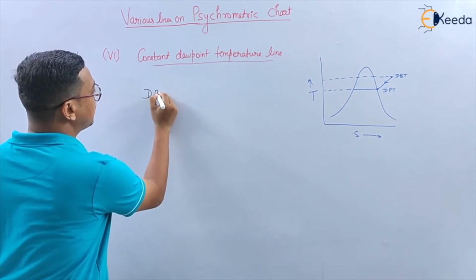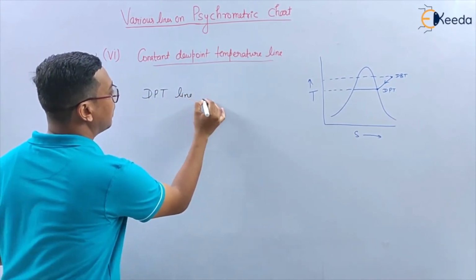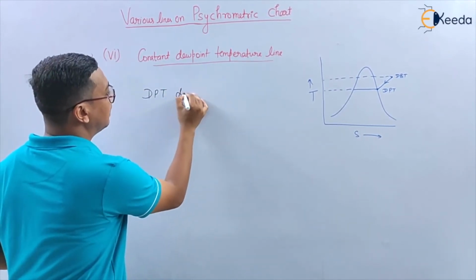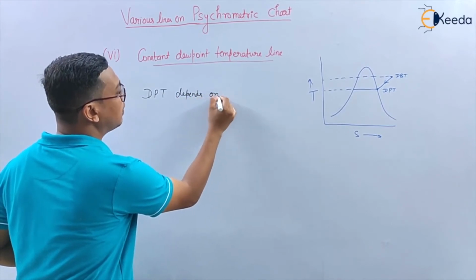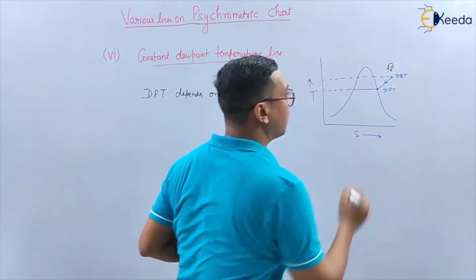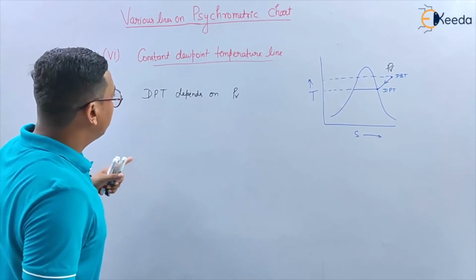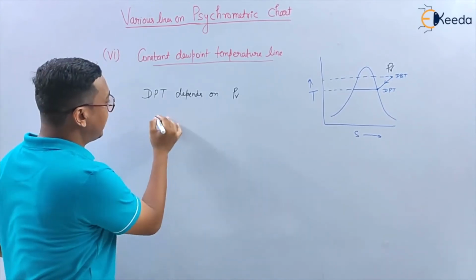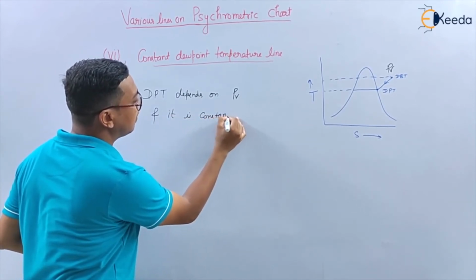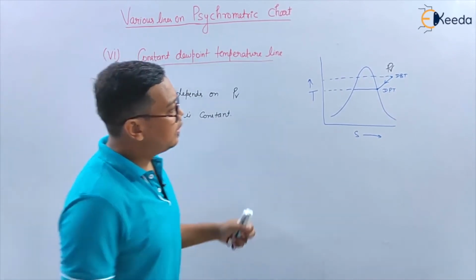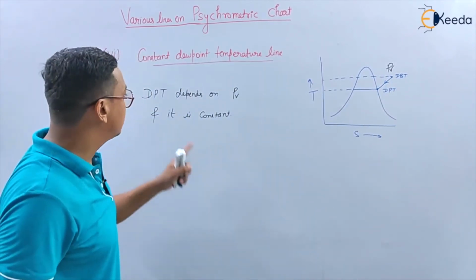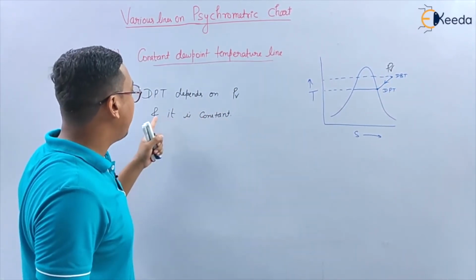Dew point temperature line, or suppose if I say dew point temperature, depends on partial pressure of vapor, PV. And dew point temperature is constant because the partial pressure of vapor on this line is constant. So dew point temperature depends on PV and it is constant.